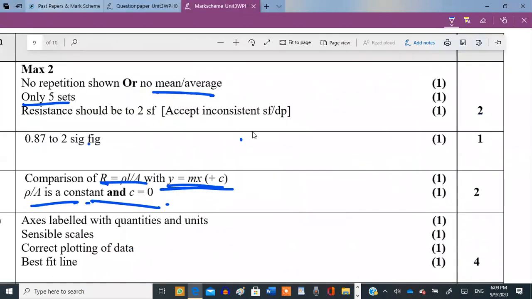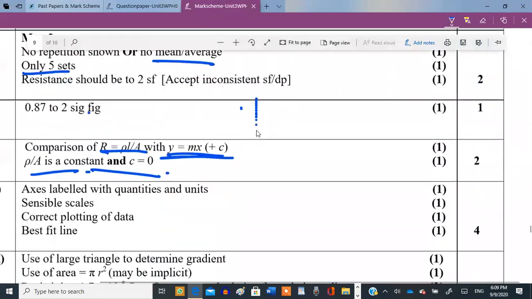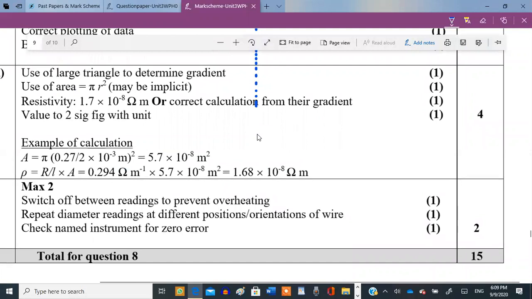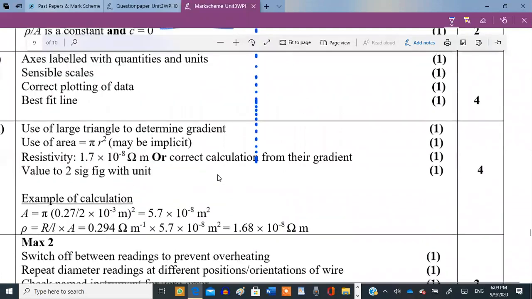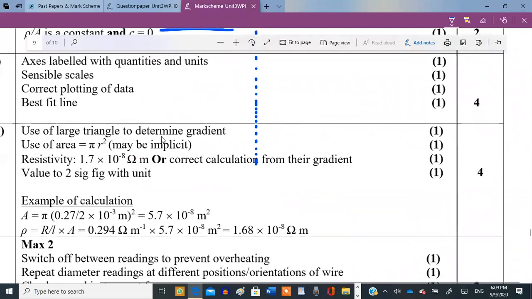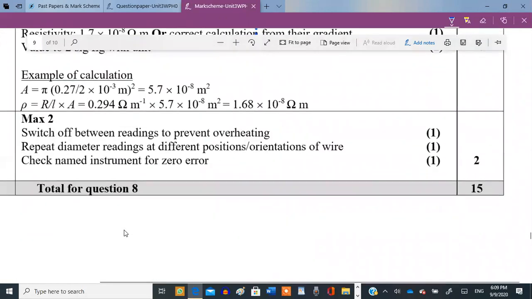Let's check out the marking scheme for this one. Best line of fit, and then triangle may be determined to determine the gradient. See, use of large triangle, that triangle which I told you. Area calculated and resistivity, example of calculation, and then switch off between 2 readings to prevent overheating. Repeat the diameter readings at different positions or orientations. Check the named instrument for 0 error. Okay, these are the 3 points which they have given. You could use them. Okay, let me explain them.